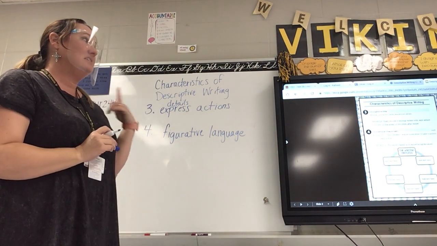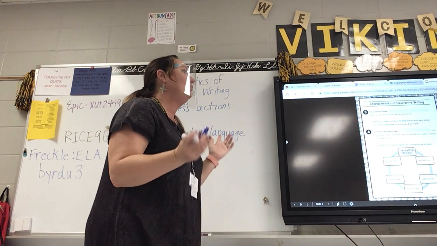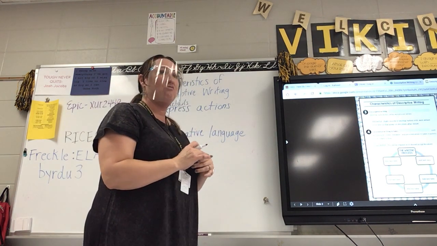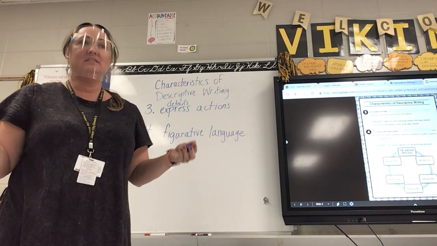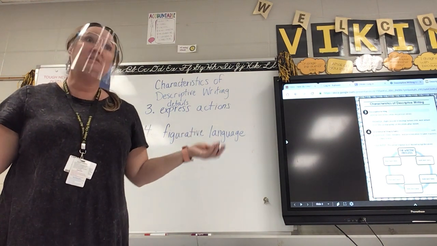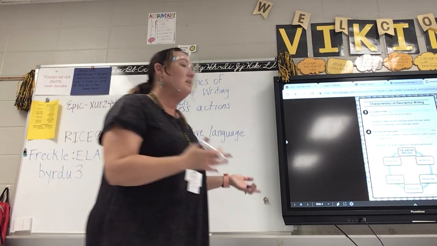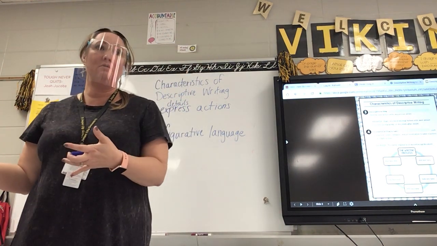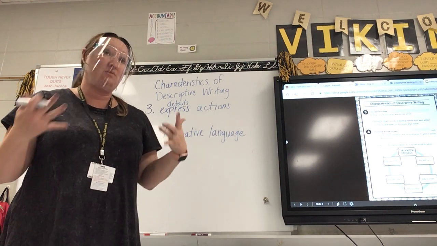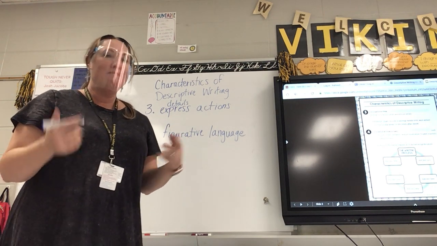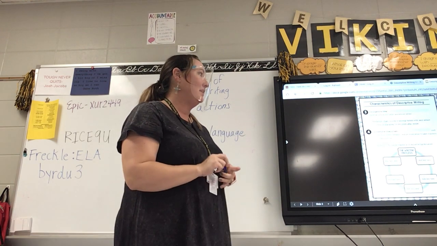Listen to this example. The waves crashed and danced along the shore. Can a wave dance? Who dances? Humans do, right? So they took a human characteristic and they applied it to an inanimate object. Well, a wave is kind of alive, right? Water is alive and moving, but waves can't really dance. But we get a picture in our mind of what that might look like.